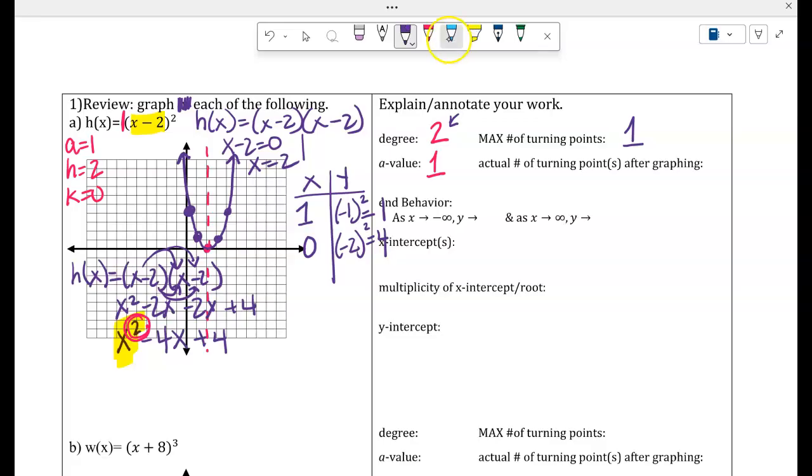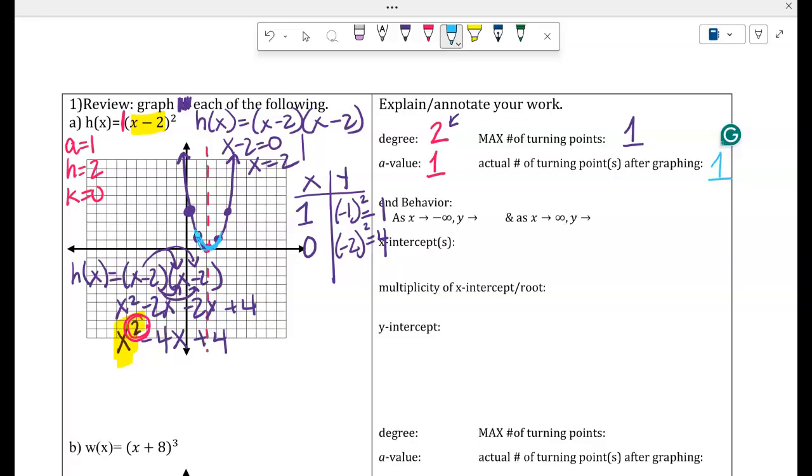A turning point is where we are going from increase to decrease. So we have 1 minimum point right there. What is the actual turning point after we graph this out? There's actually 1. So once we're done graphing it out, we have 1.